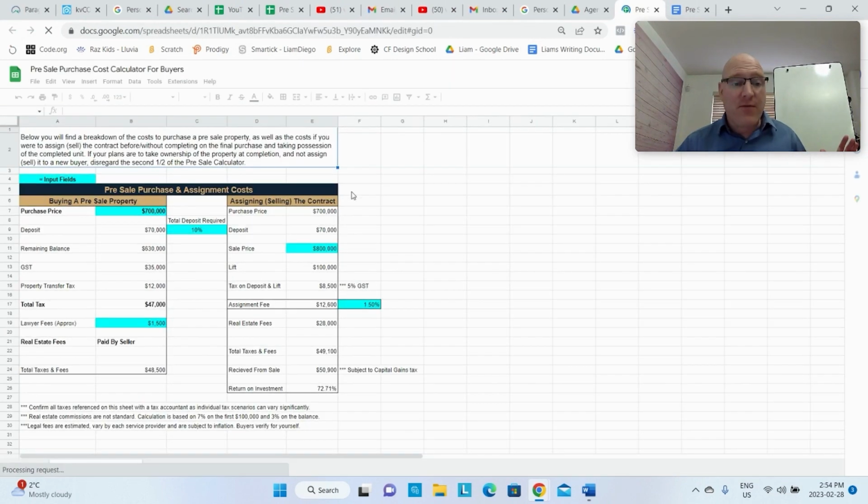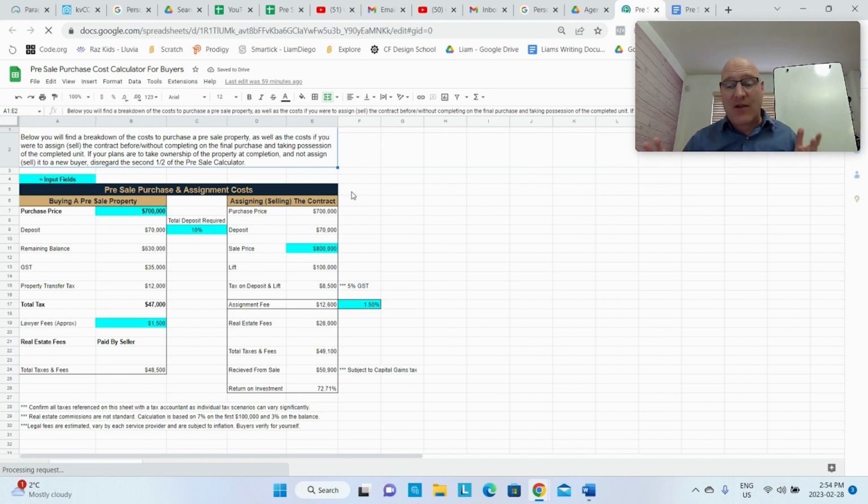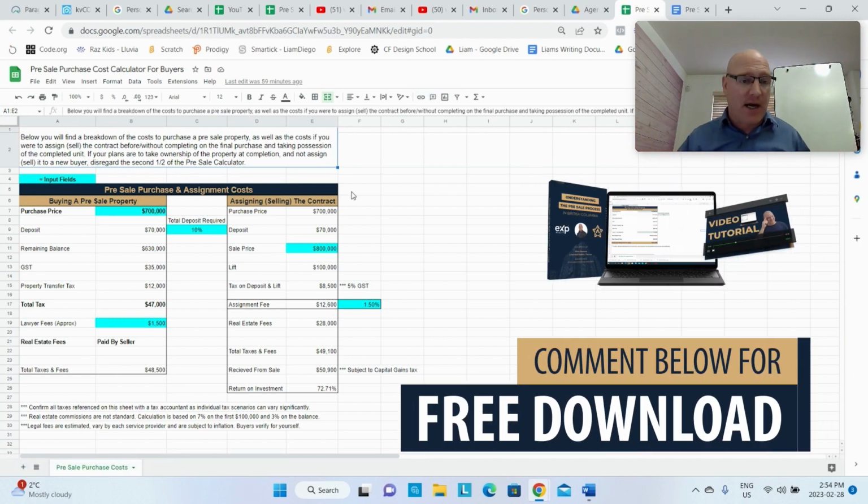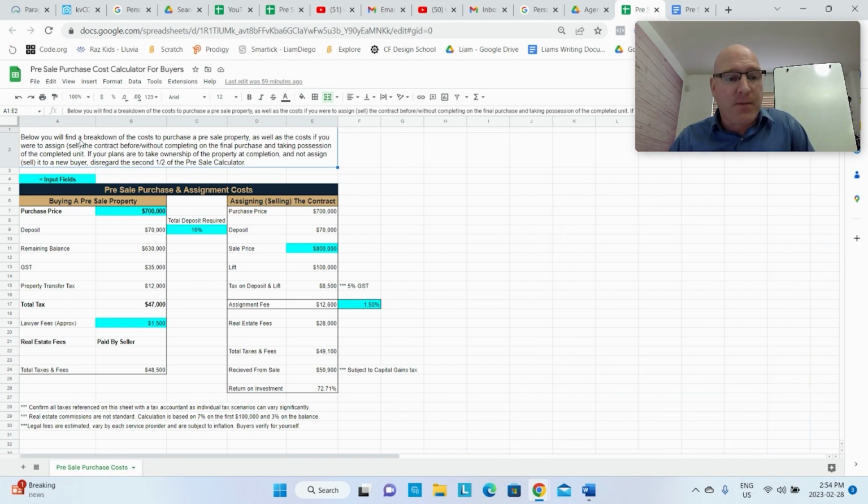So it's a very, very simple calculator, guys. You're going to love it. You can calculate all your costs on any pre-sale deal in literally under 60 seconds. So it says below you will find a breakdown of the cost to purchase a pre-sale property, as well as the cost if you were to assign it or sell the contract before without completing on the final purchase and taking possession of the completed unit. If your plans are to take ownership of the property at completion and not assign/sell it to a new buyer, disregard the second half of the pre-sale calculator.